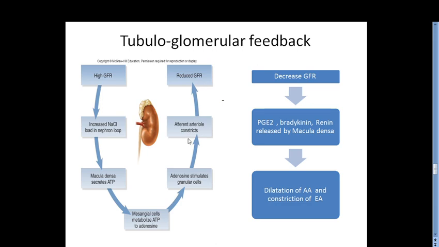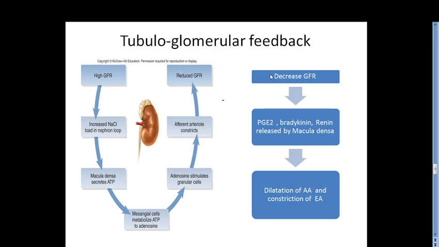So basically this is the whole intrinsic mechanism within the kidney: if there is an increase in NaCl concentration, it is sensed by the macula densa, which is a part of the juxtaglomerular apparatus. Then it releases ATP that gets metabolized by the mesangial cells, which are again a part of the juxtaglomerular apparatus, and it stimulates the JG cells to secrete renin, and that constricts the afferent arterioles, and thus the GFR is reduced.